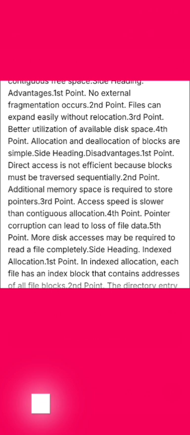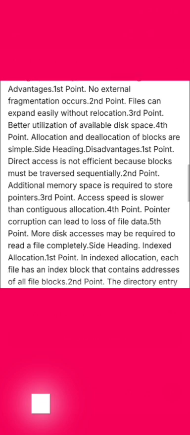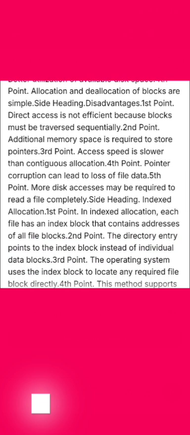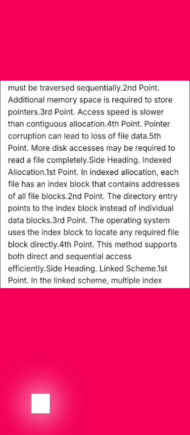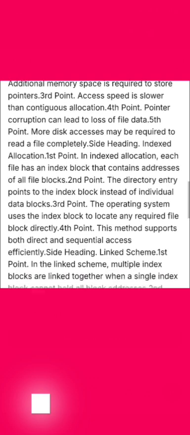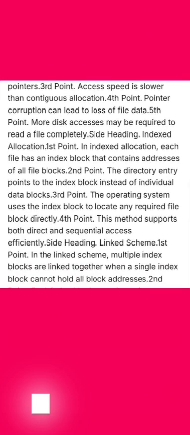Disadvantages. First point. Direct access is not efficient because blocks must be traversed sequentially. Second point. Additional memory space is required to store pointers. Third point. Access speed is slower than contiguous allocation. Fourth point. Pointer corruption can lead to loss of file data. Fifth point. More disk accesses may be required to read a file completely.